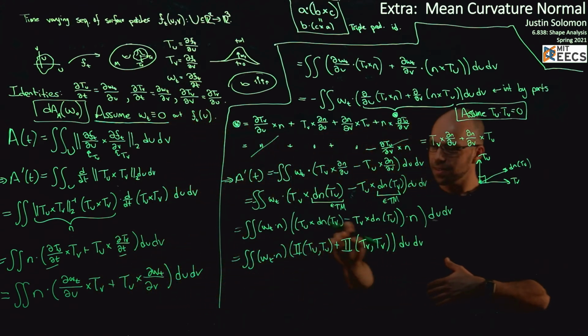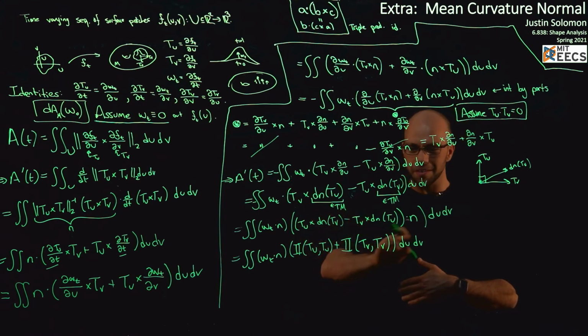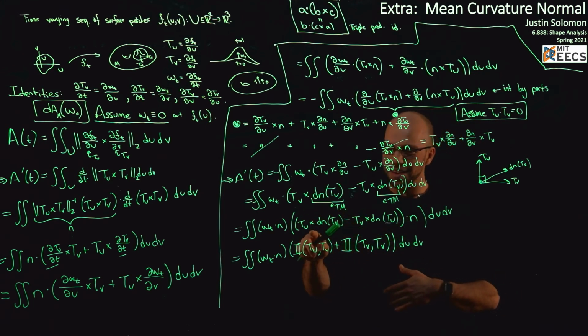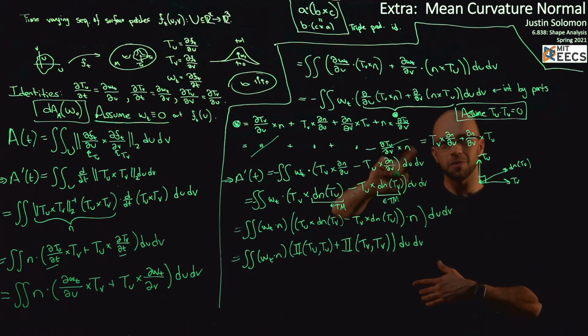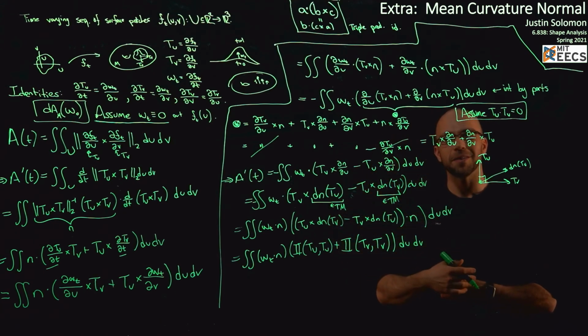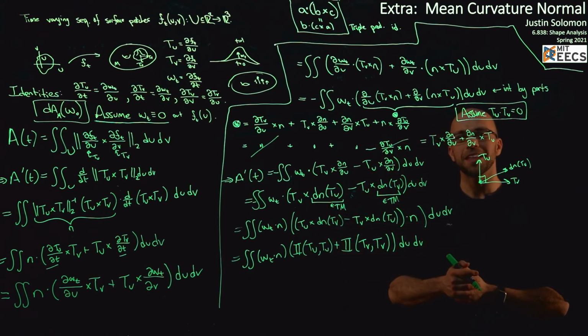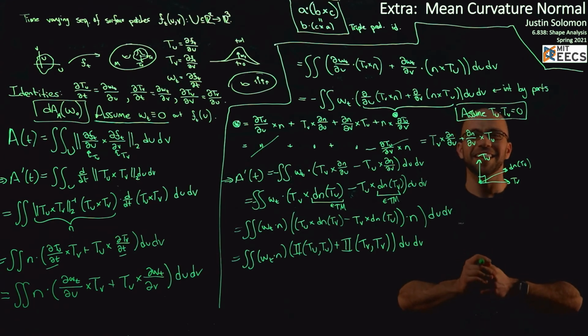And essentially what I'm doing is just using properties of cross products and dot products to say that, okay, tu cross dn of tv is like tv dot dn of tv, because these things are rotated 90 degrees off of one another. I know that sounds a little circular. I'll let you think about it at home.